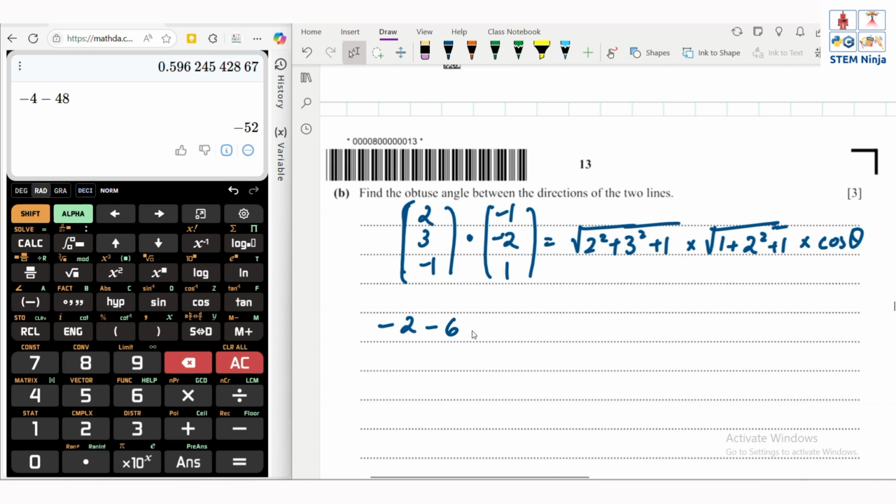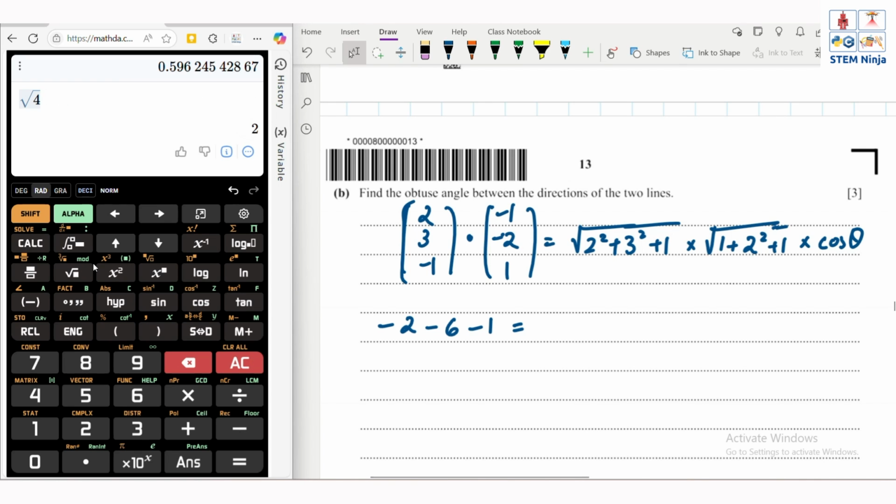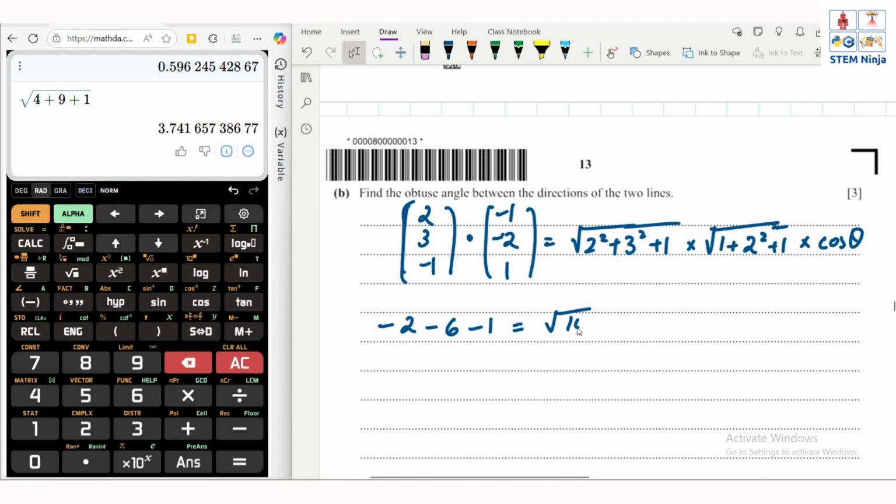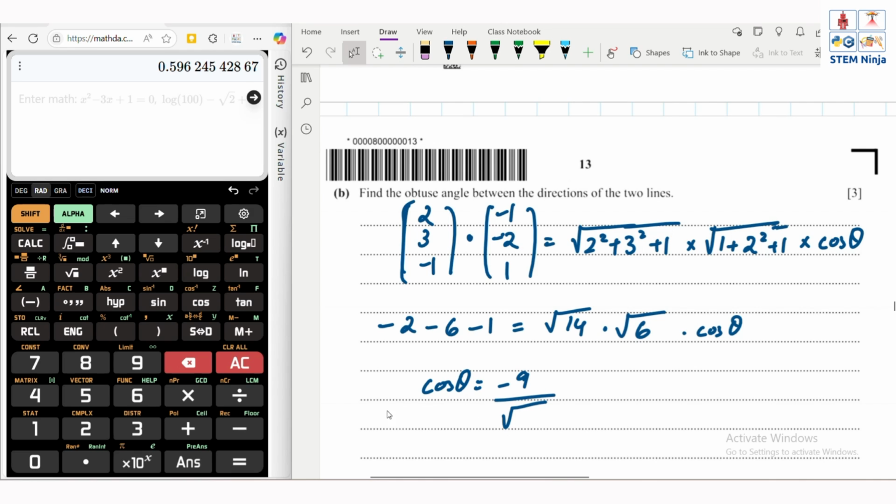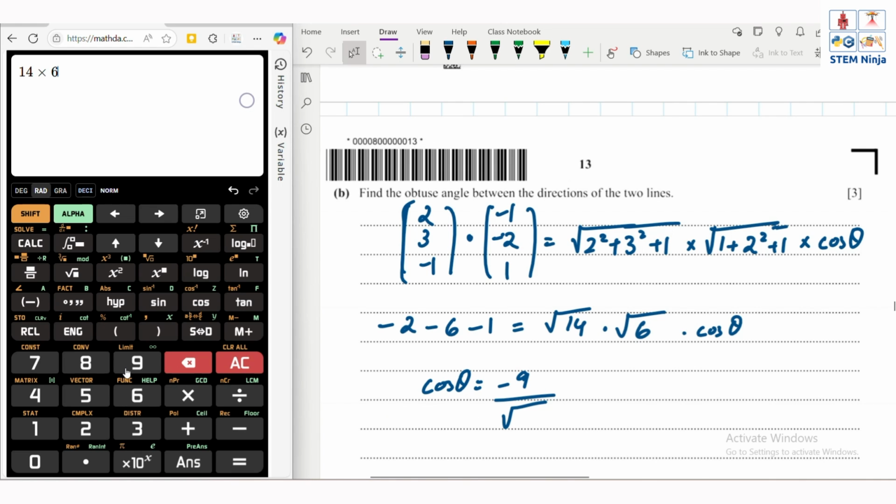minus 6 minus 1 equals root of 4 plus 9 plus 1. Actually, I think we can leave it like that. Root 14 times root 6 times cos of theta. So cos of theta is equal to minus 9 over 14 times 6, that is 84.